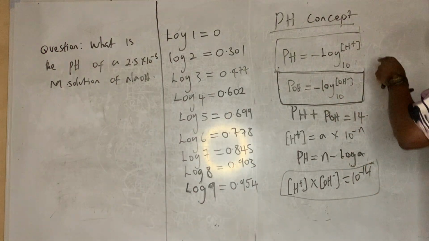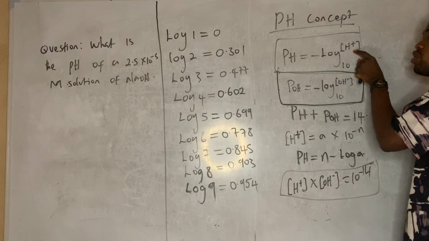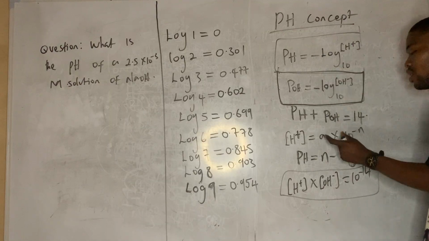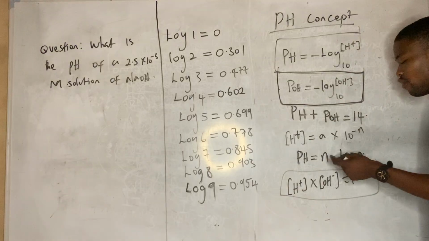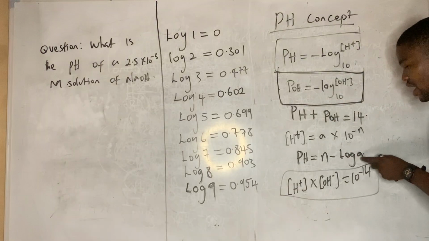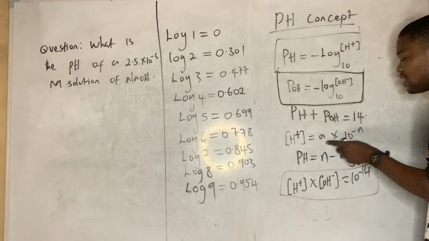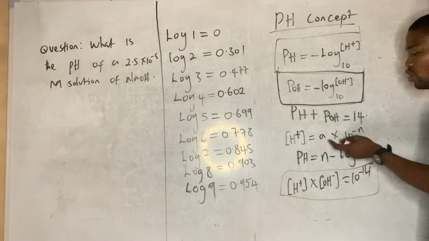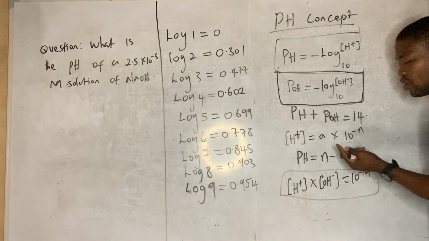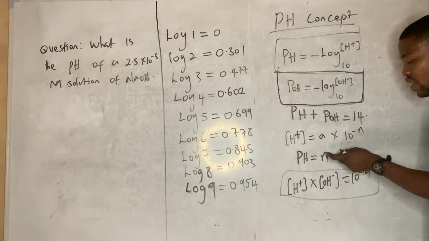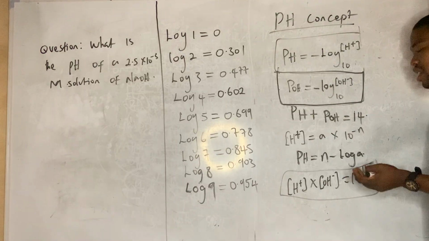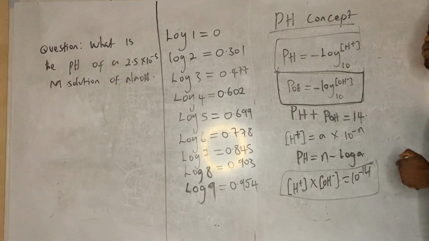Try to place the hydrogen ion concentration in standard form, A times 10 to the power minus n, for example, A times 10 to the power minus 5. Here n is the power. Then n minus log A will give us the pH of the solution.